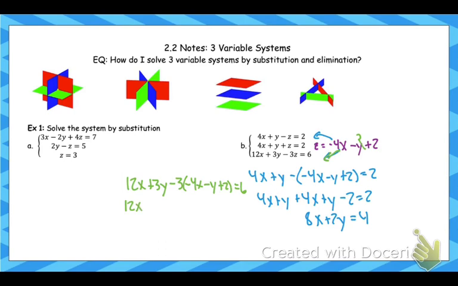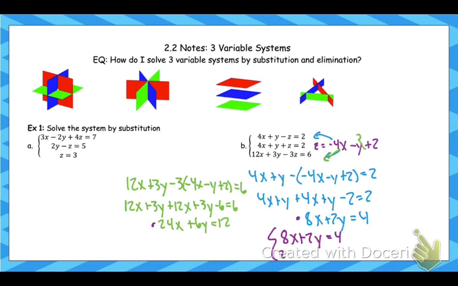So this becomes 12x plus 3y plus 12x plus 3y minus 6 equals 6. So I get 24x plus 6y equals 12. So at this point, what you would do with those two new equations is you would then have a new system to solve. So that new system is going to have those two simplified equations. So I would then solve for the intersection of these two equations to figure out what x and y are.